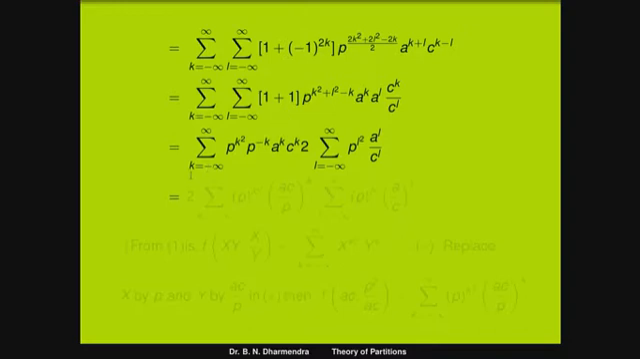the collection of k terms, it is minus infinity to plus infinity, the series running from p to the power of k square minus p to the power of k into a to the power of k into c to the power of k, this term into 2, because 1 plus 1 is 2, into the summation of the collection of l terms, that is the second series, l running from minus infinity to plus infinity, p to the power of l square, this term into a to the power of l divided by c to the power of l. Or it can be written as, that is equal to 2 times summation k running from minus infinity to plus infinity, p to the power of k square into AC by P.